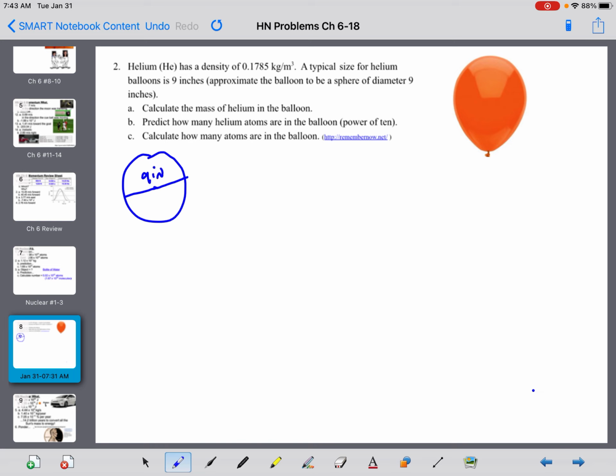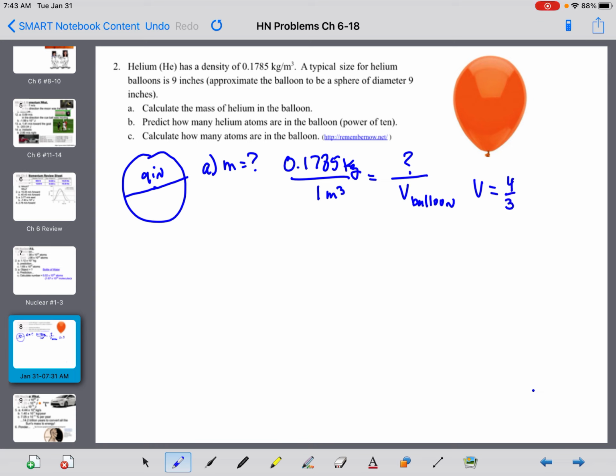The first thing we want to calculate is the mass of the helium in the balloon. Okay, well, we have the density, which is 0.1785 kilograms in 1 cubic meter. We can use density, or we can think proportional reasoning. We want to calculate how many kilograms there are in the balloon. So we would need the volume of the balloon here. Well, recalling your geometry, volume of a sphere, or looking up the equation, 4/3 pi r cubed.